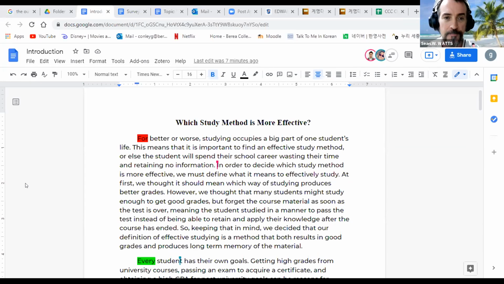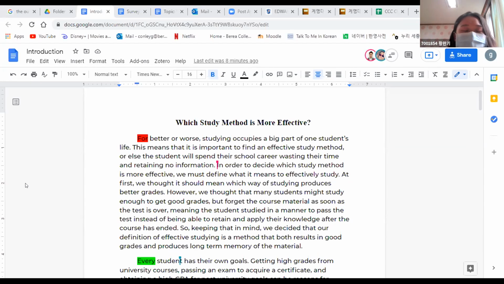Your turn. Okay, so our topic is which study method is more effective, specifically for students at Keimyung University, or we'll make the title more specific later. But Wongi, would you like to start us out, please? Yeah, can you hear me now? Yes, I can. So it's my turn to introduce the topic of our group.